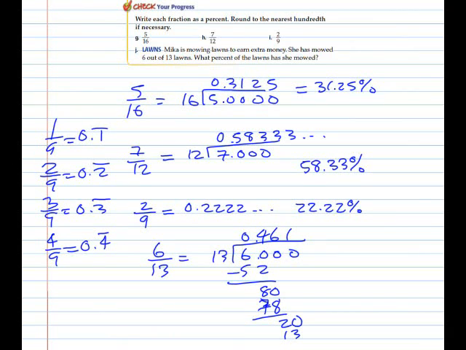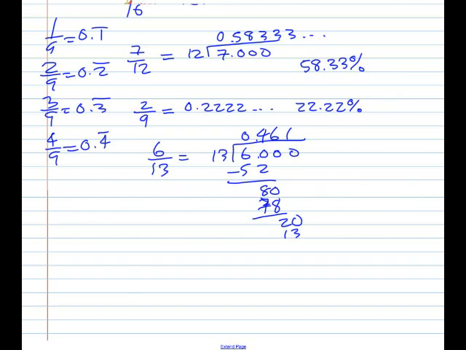Subtract, 13 goes into 21 one time. I'm going to divide one more time. Bring down the 0. It's going to go 5 times, which is 65. At this point we can stop. We have 46.15%.